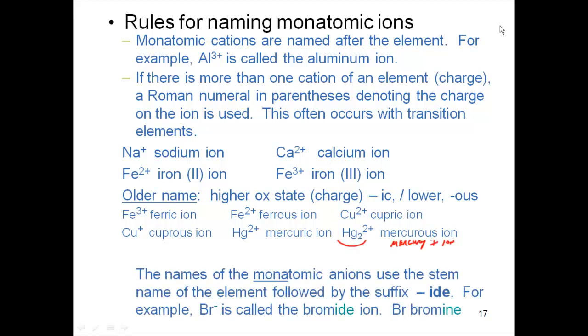The names of the monatomic anions use the stem of the name of the element followed by the suffix IDE. So if you're talking about bromine, all we do is take that INE and change it to IDE, the bromide ion. It would be for my Br minus. Now do recall that we had those other elements we talked about, lead, tin, etc. You're going to be familiar with them using the older name as well, with the ic and us, for the higher oxidation state and the lower oxidation state.